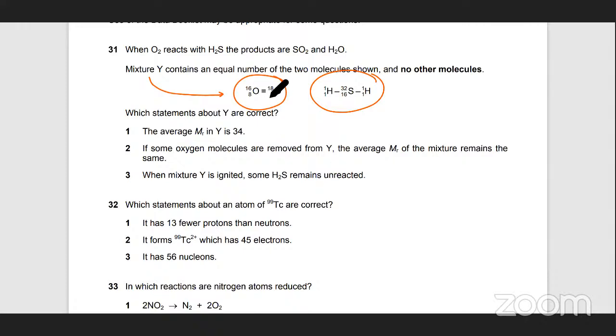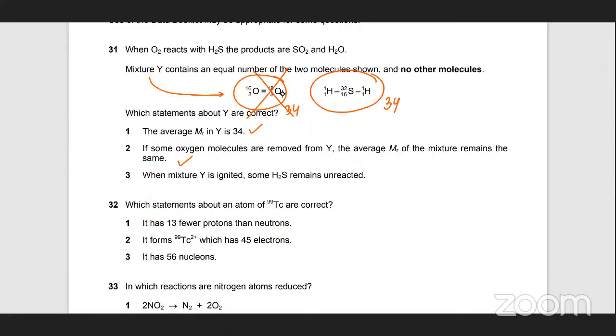So the molecule has a mass of, what's 18 plus 16? That's 34. And what is 32 plus 1 plus 1? That's 34 as well. So the average MR is going to be 34. So the first option is correct. If some oxygen molecules are removed from Y, the average MR of the mixture remains the same. That is also true. Even if you remove this, the average MR would still be 34. So that's correct.